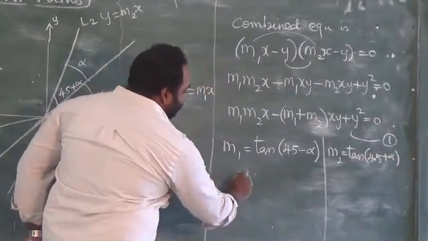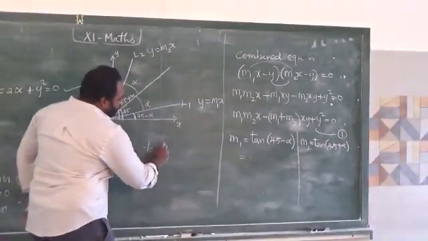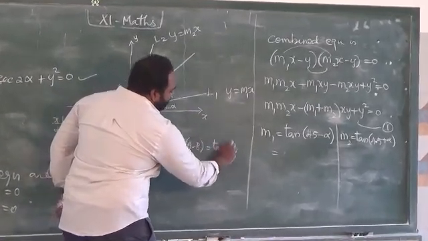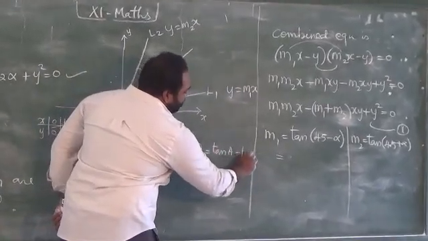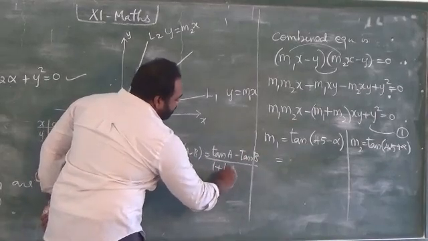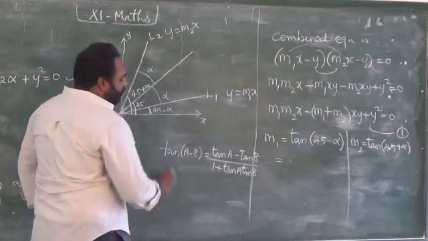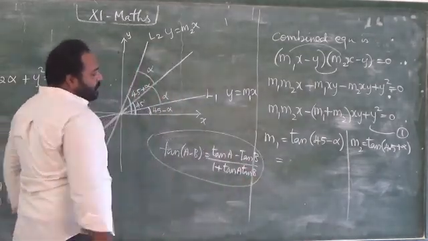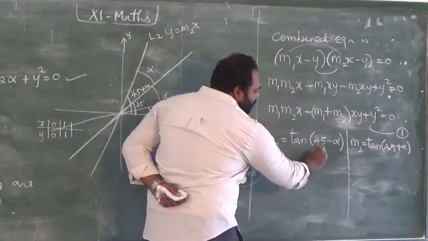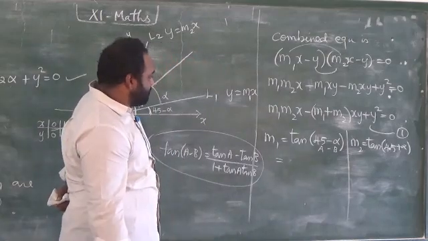So here we have a formula. The formula for tan(A minus B) is (tan A minus tan B) by (1 plus tan A tan B). This is the formula for tan(A minus B). So here also we can assume the A minus B formula. I am going to apply the tan(A minus B) formula.